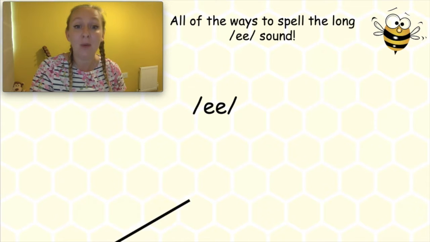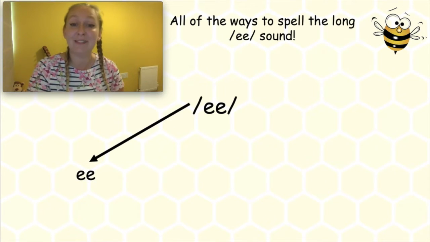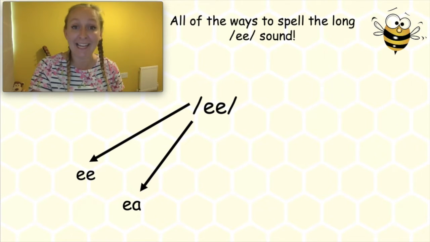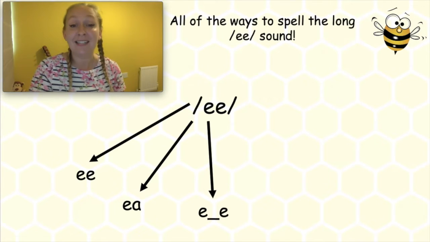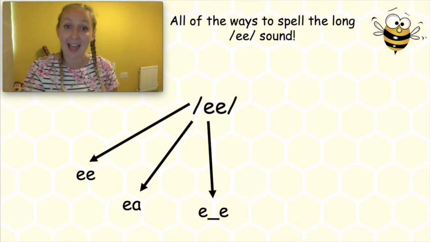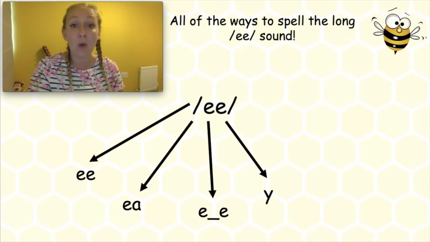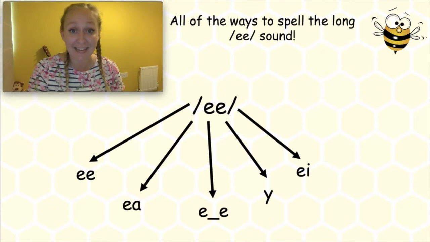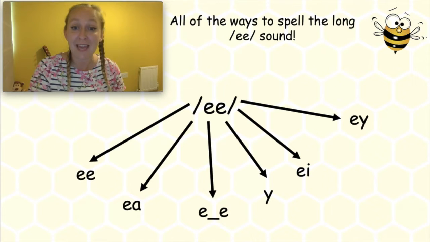You can spell E with an E and an E, so E. You can spell E with an E and an A, E. You can spell E as a split digraph, so E split E, split E. You can spell E with a Y. You can spell E with an E and an I, and you can also spell E with an E and a Y, and that is the one that we are going to be learning today, how to spell the E with an E and a Y.